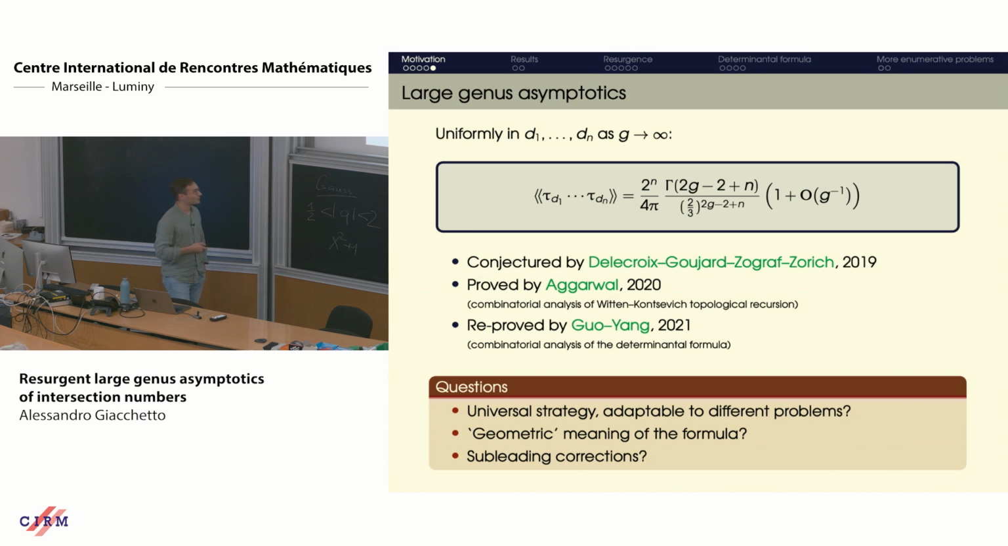Another question I want to address is, what is the geometric meaning of this formula? For example, you can see this 2/3 appearing here. Why do we have 2/3? What's the meaning of this number? And the last point, like in the Stirling approximation formula, is, what about the subleading corrections? Is there a way to go beyond this g to the minus 1?